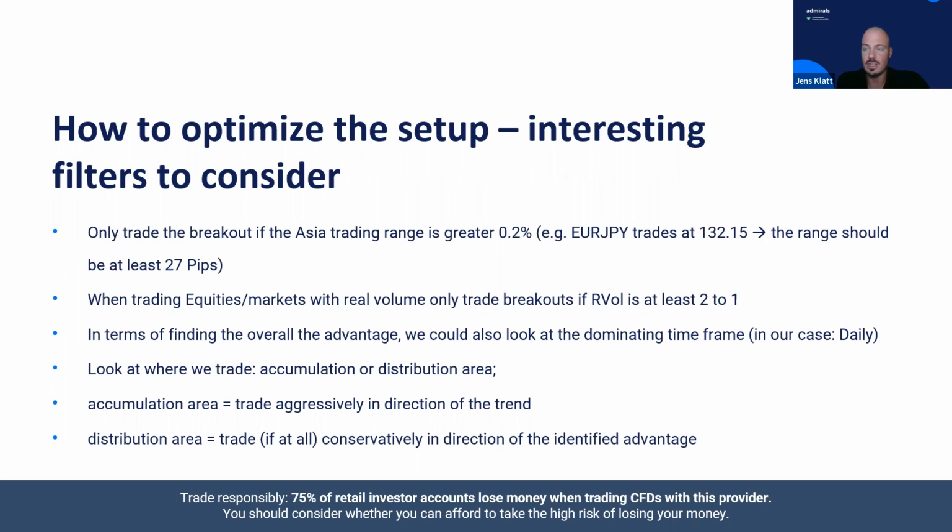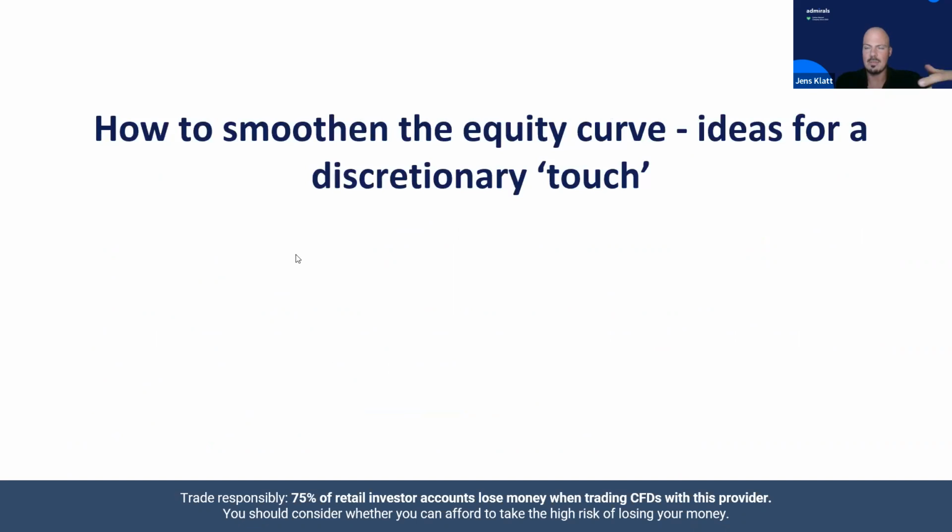And what we usually do then is we look at the accumulation or distribution area. Some of you probably have heard about this in Marcus' webinars. And what we could do then, very roughly, is this: once we trade in the accumulation area, then we trade very aggressively in direction of the trend, while if we trade in the distribution area, then if we trade at all, we trade conservatively in direction of the identified advantage.